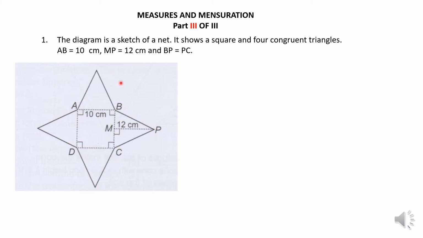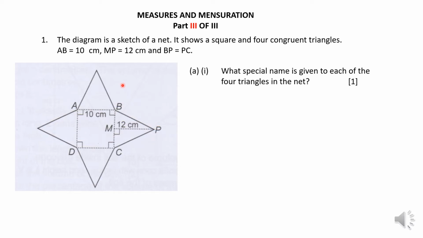Right, so the first question is, what is the special name that is given to each of the four triangles that you see here, right? So because you have got BP equals to PC, when you have two equal sides in any triangle, it means you are dealing with an isosceles triangle. One of the things that a lot of students tend to make is they misspell this word.